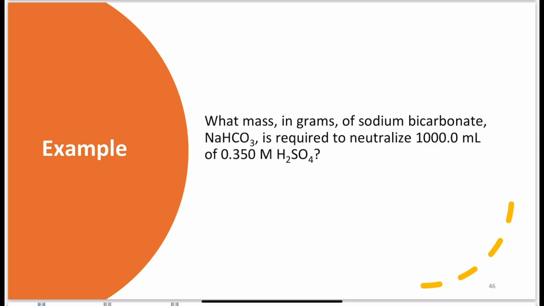So let's apply a little bit of what we've learned. What mass in grams of sodium bicarbonate, NaHCO3, is required to neutralize 100 mL of a 0.35 molar H2SO4 solution? Well, let's think about our balanced reaction here. I've got NaHCO3, which is sodium bicarbonate. I am reacting this with H2SO4, which is sulfuric acid. Again, cation of one, anion of the other. That's going to form sodium sulfate. Sodium is a +1 charge, so I'm going to need 2 of them to pair up with my sulfate.